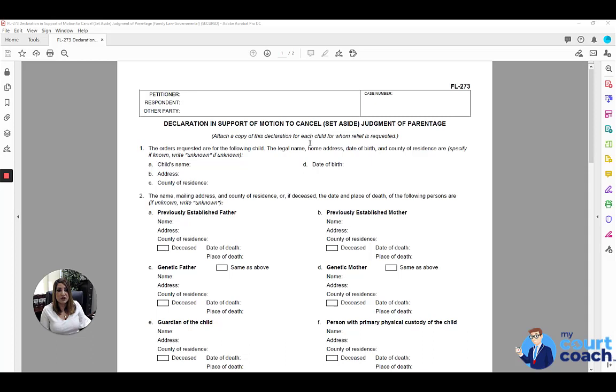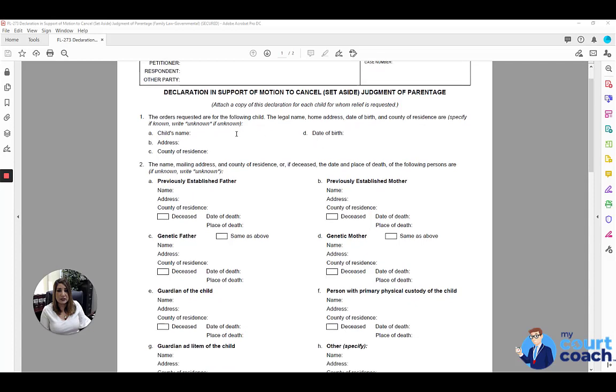You want to attach a copy of this declaration for each child for whom relief is being requested. So below, you want to list the name of the child that you're asking for the judgment of parentage to be set aside for. You want to list their name, date of birth, and then if you have the address and county of residence, include that. Otherwise, you can write in unknown.